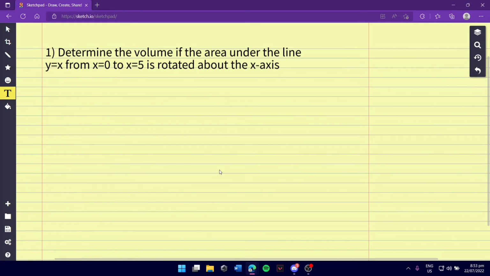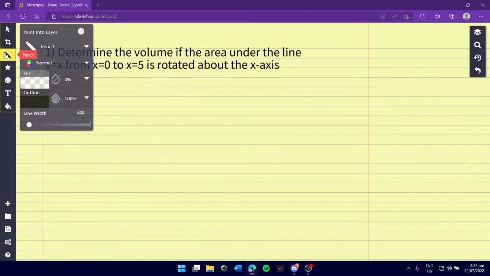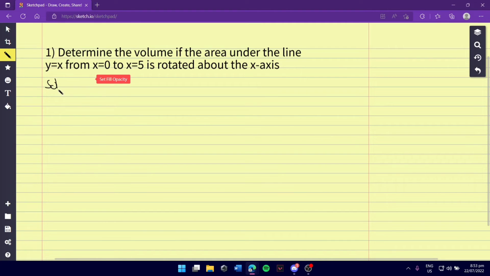So for your example number 1, in solving with the disk method, we have here: determine the volume if the area under the line y is equal to x from x equals 0 to x equals 5 is rotated about the x-axis. This is your solution. So we're gonna graph it.